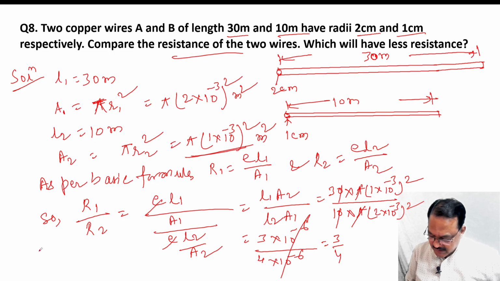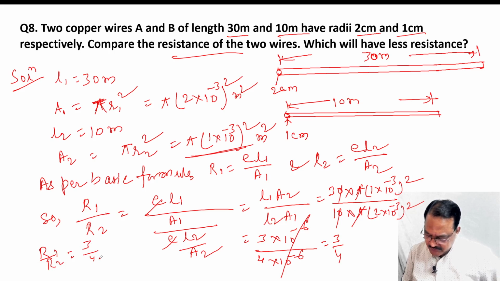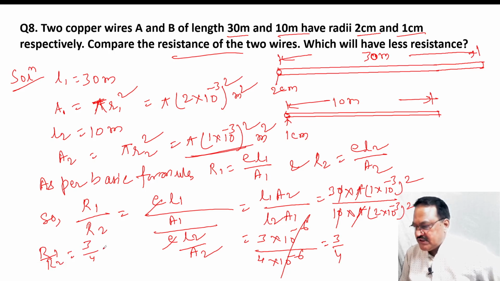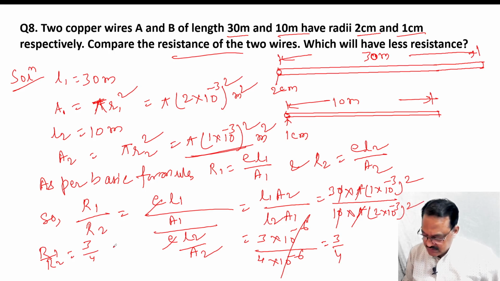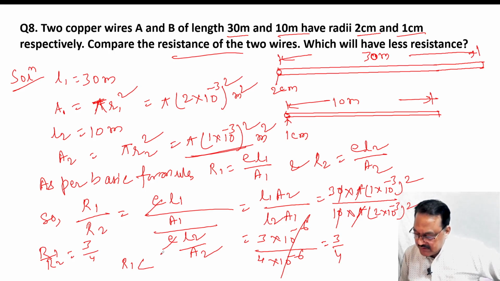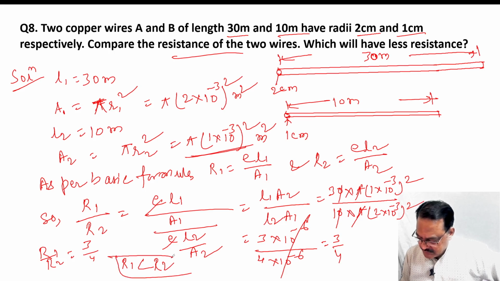So R1 by R2 equals 3 by 4. See, corresponding to R1 the value is 3 and for R2 it is 4. This means R1 is lesser than R2. We can say the resistance of the first wire is less than R2. Okay, so this is the answer.